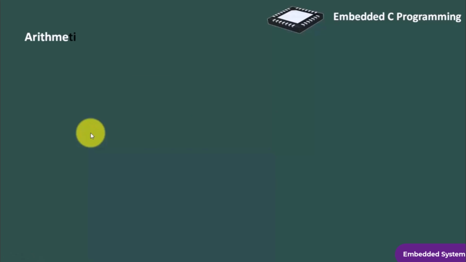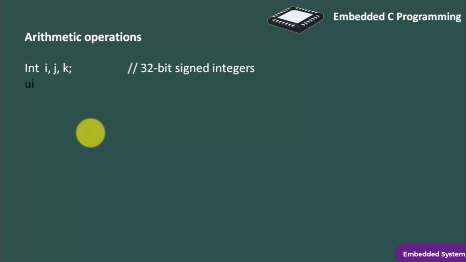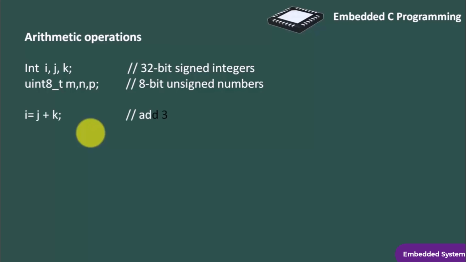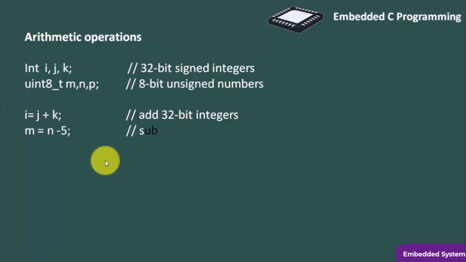Let's see what the different arithmetic operations are that you can perform in embedded C. Consider i, j, k are three different variables of type int. m, n, and p are three different variables of type uint8_t. The add operation is possible in embedded C: j plus k, the addition will be stored into variable i. Subtraction operation is also possible.